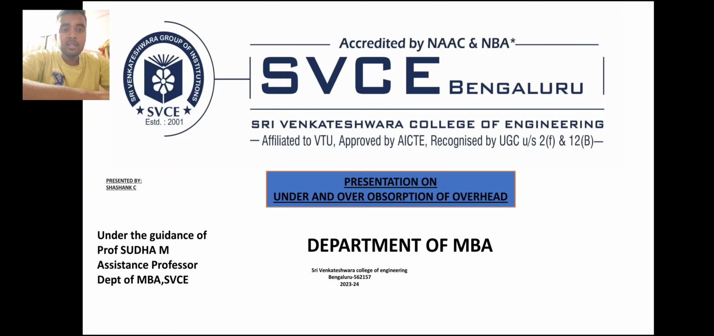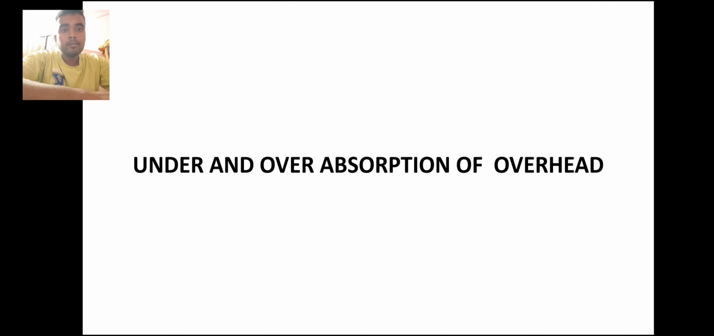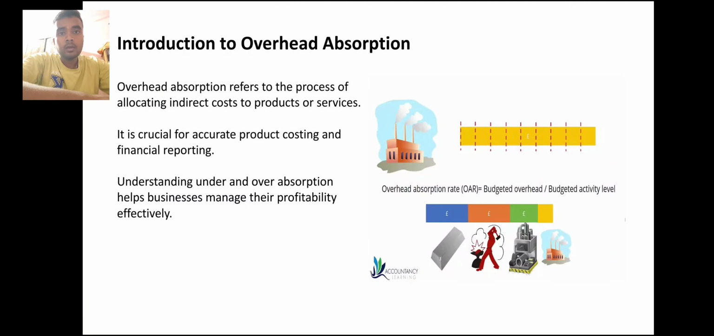Today I am going to present a PPT on under and over absorption of overheads. Introduction to overhead absorption. Overhead absorption refers to the process of allocating indirect cost of products or services. It is crucial for accurate product costing and financial reporting. Understanding under and over absorption helps the business to manage their profitability effectively. The formula for overhead absorption rate is budgeted overhead divided by budgeted activity level.